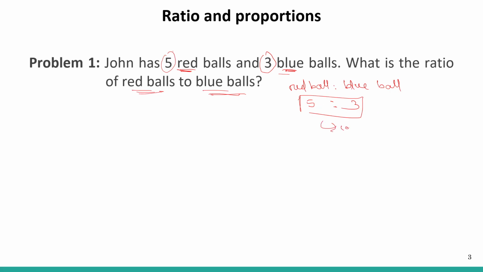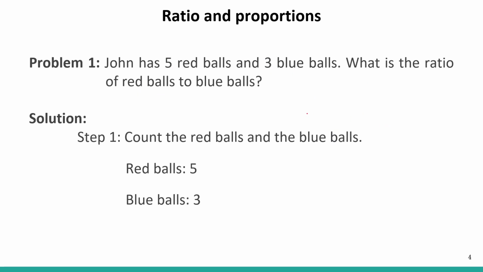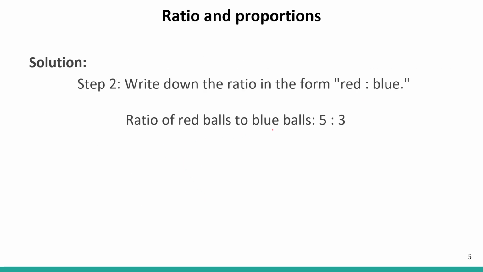So this is the correct answer. Count the red balls and the blue balls. Red balls are 5, we have counted them, and blue balls are 3. So the ratio of red balls to blue balls is 5 is to 3. That is red is to blue, right?